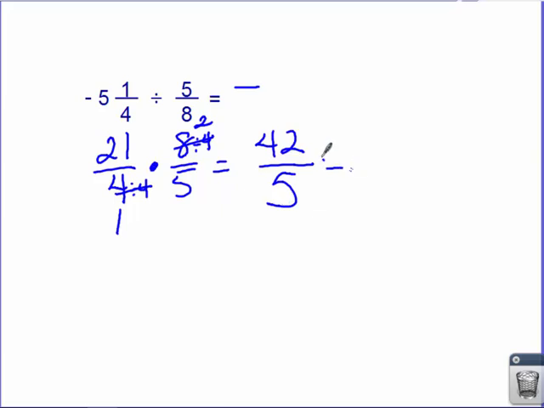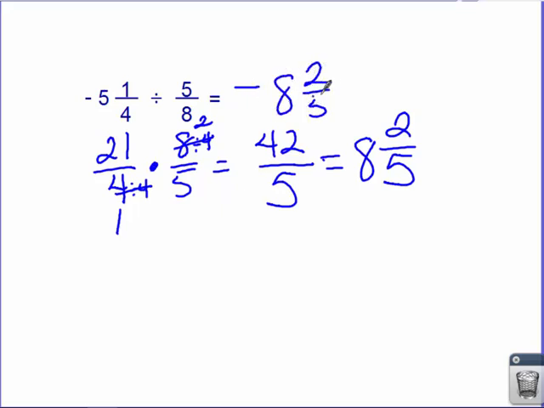So now we have to simplify. How many times does 5 go into 42? It'll go 8 times. So 8 times 5 is 40. We subtract 40 from 42. We're left with 2. And what size piece are they? 5s. So it's 8 2/5, but then we've got to remember I had this one negative, so my answer is going to be negative 8 2/5.